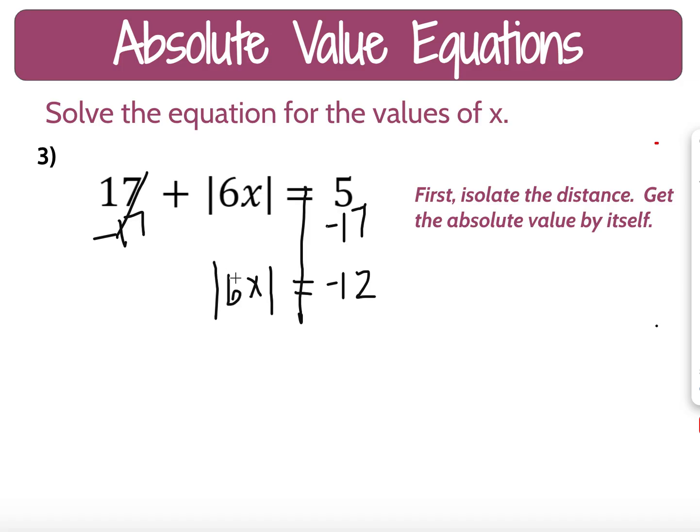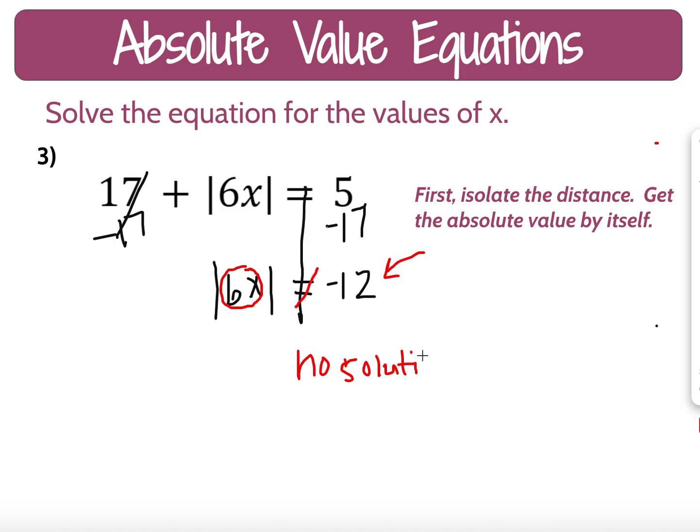Now, this says, what numbers could 6x be representing? What numbers have a distance that is equal to negative 12 units away from 0? Uh-oh. Negative 12? There's no number that ever has a distance equal to negative units away from 0. So this, I'm going to put a slash through that equal sign. No way. I'm not going to go any further because it's telling me distance is equal to a negative number. So I'm going to say right now we have no solution.